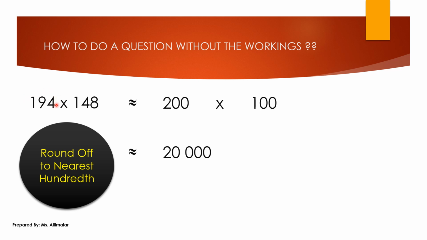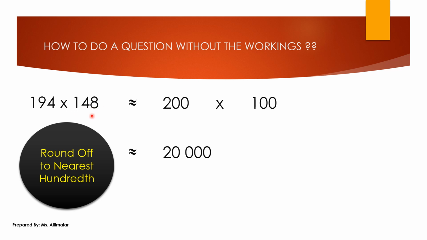Okay, now look at 194. Where is the hundreds place? If this is ones and this is tens, this will be the hundreds. So take the number beside it also. Make it 19. If you round off 19, which number is closer? 9 is more than 5 already. So 19 won't go back to 10. It will go up to 20. So that is why I put 20 here. And then you automatically put 0 at the back. Times 148.